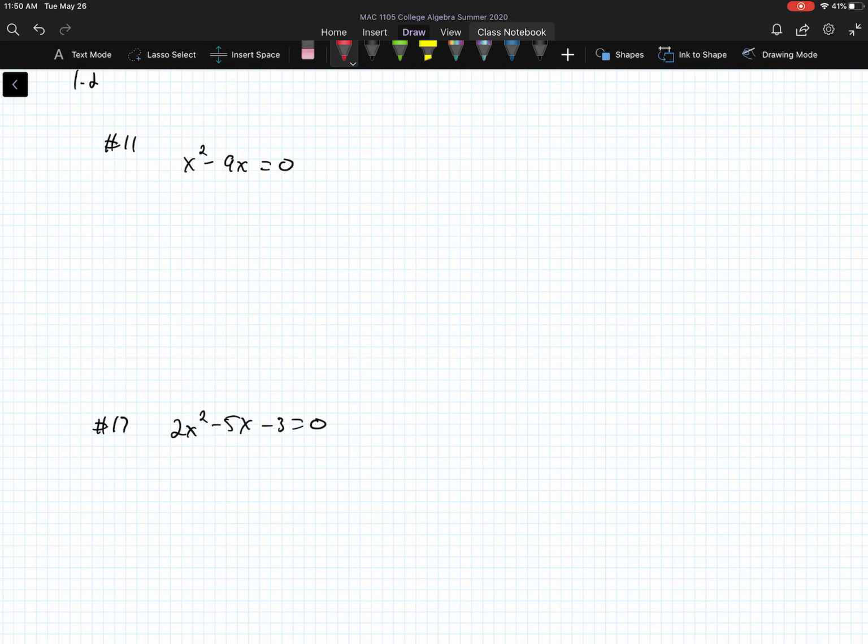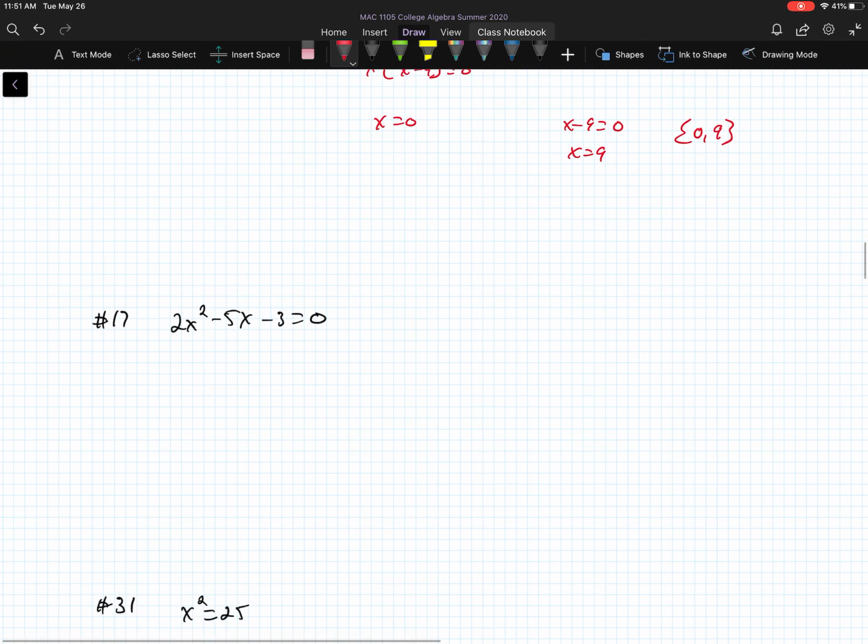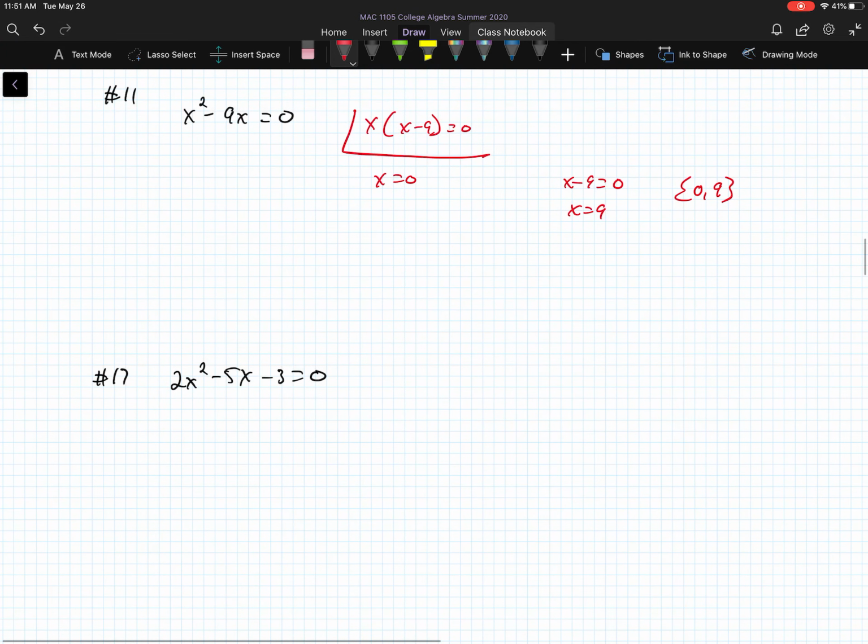Now 1.2 here, we're going to factor these. So here I can factor out an x because they both have an x. Then I set each of the factors equal to 0 with the zero factor theorem, and I solve them. So my solution set for this one is 0, 9. Both values will give me a true statement, which would be 0 is equal to 0. So here again, I'm assuming that either x is equal to 0 or x minus 9 is equal to 0, since their product is 0.